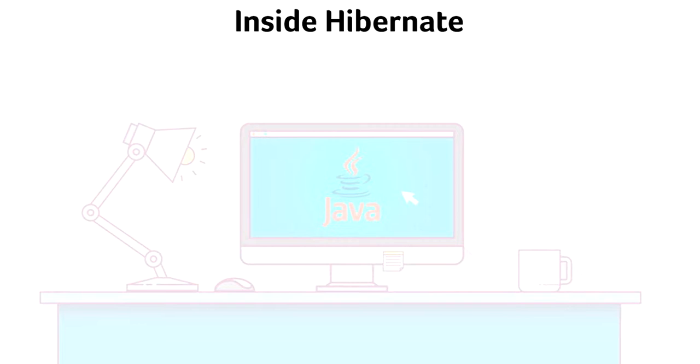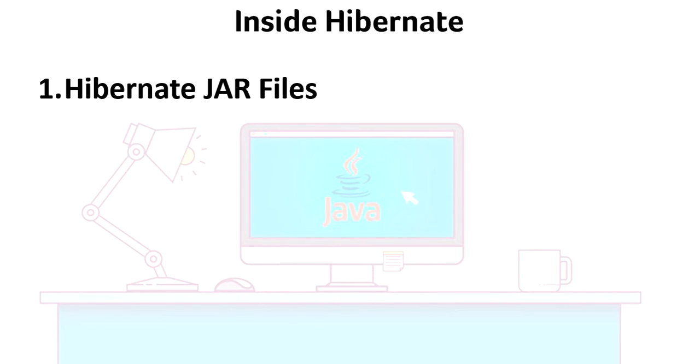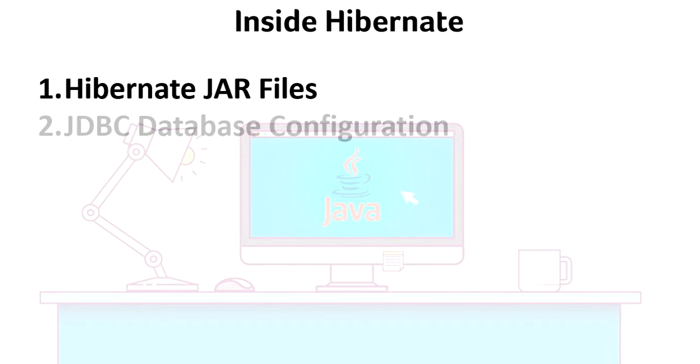Before going to our workspace in Eclipse, we'll check what's happening inside Hibernate when writing your first application. You should have your Hibernate JAR files downloaded. I have given the link below to download them, so please go and download them. And again, Hibernate should have the database configuration. It's actually done in your config file, which I'll show you how to set up.